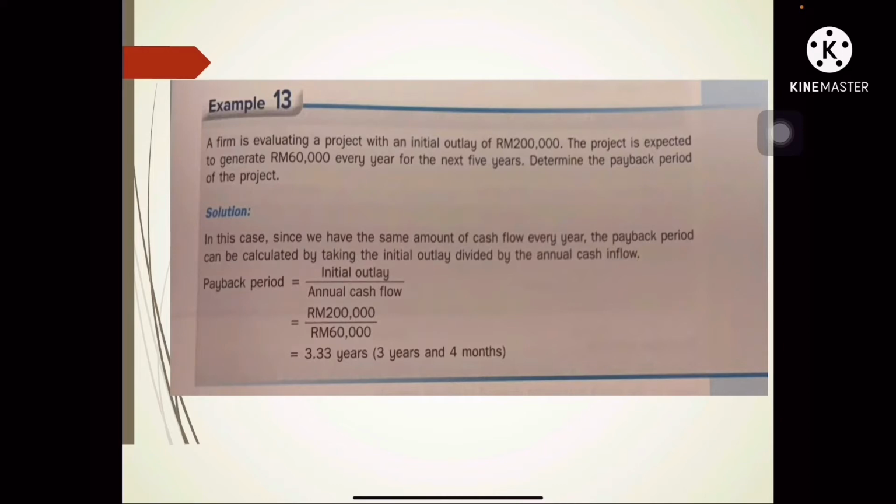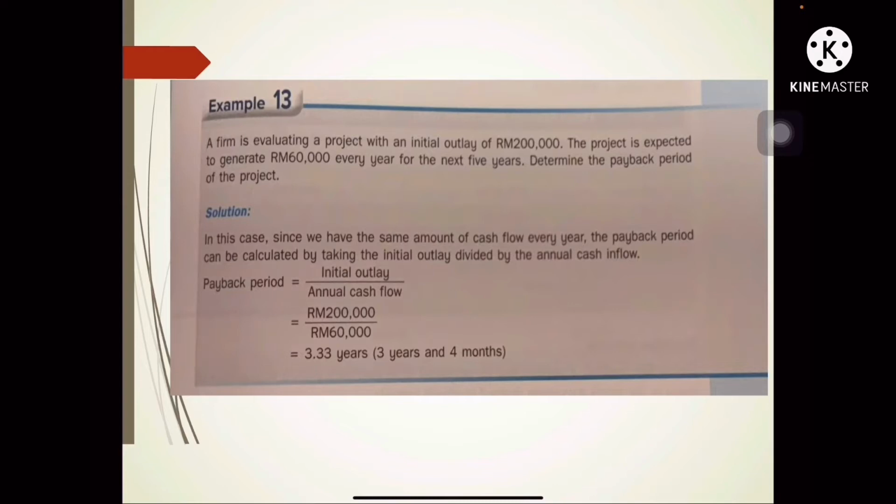A firm is evaluating a project with an initial outlay of 200,000. The project is expected to generate 60,000 every year for the next 5 years. Determine the payback period of the project. Basically the initial outlay that the company contributes is 200k. The return for the company is 60,000 every year for 5 years.